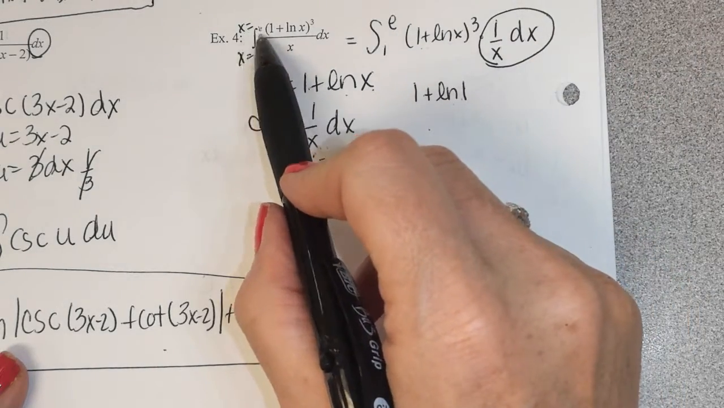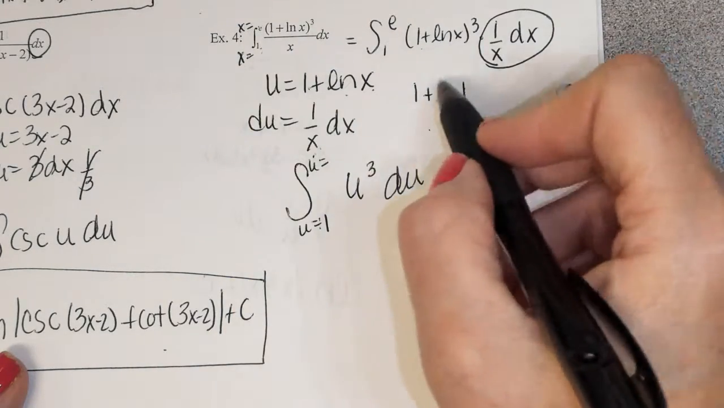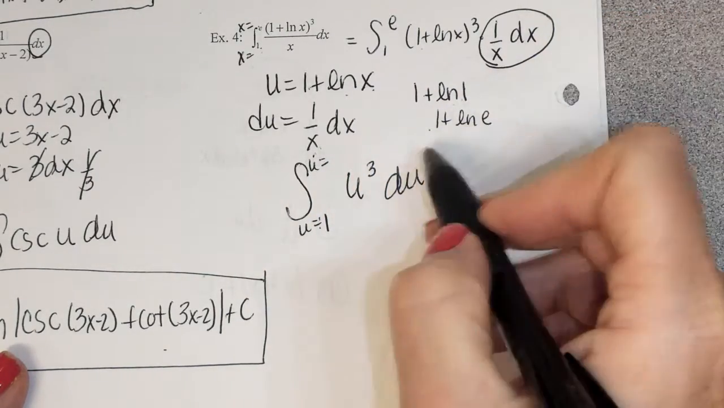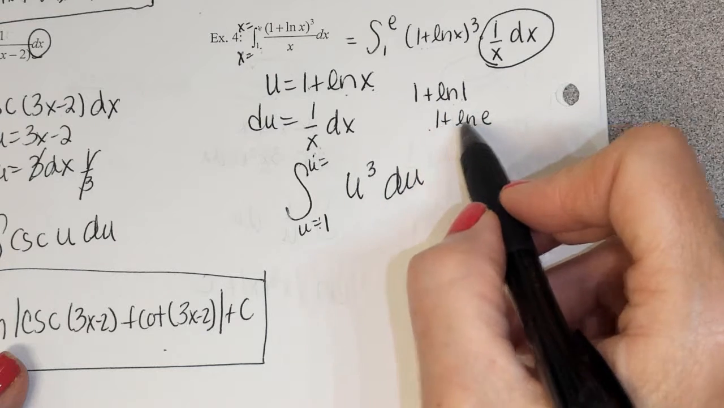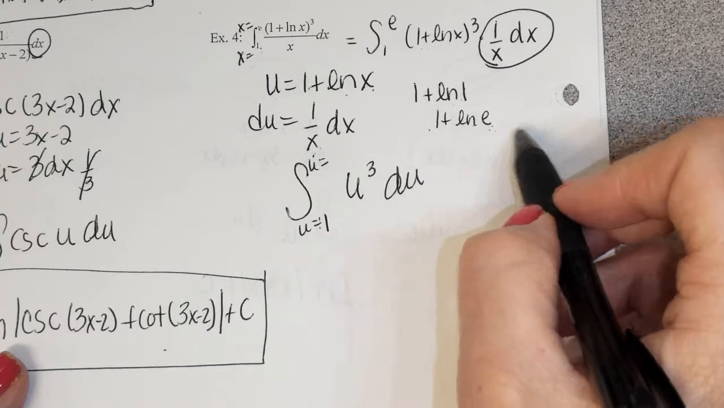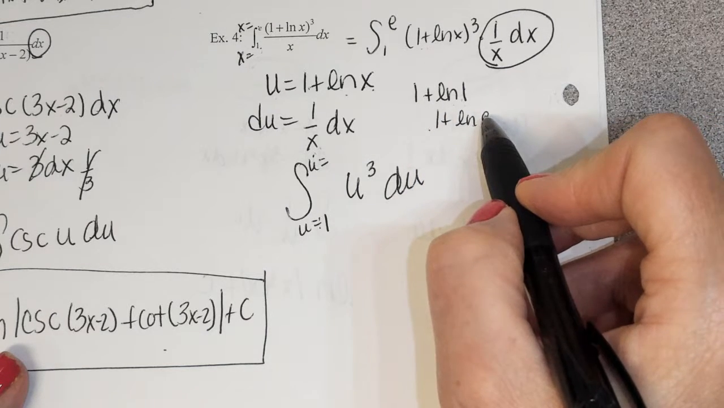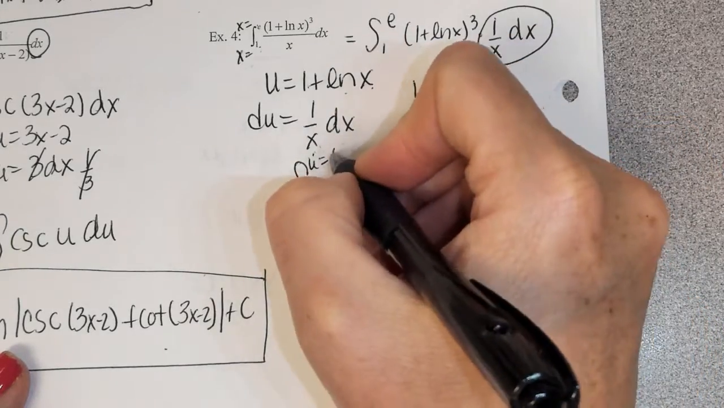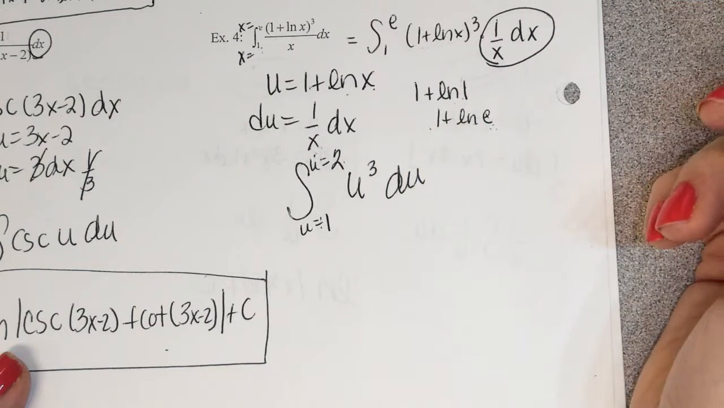Plug in this one. This was x equals e. Plug that in for x now. 1 plus the natural log of e. That's what u is going to equal now. What's the natural log of e? E to the what equals e? 1. So what's going to go up here then? 2. If you don't know these, get out your calculator and do it.